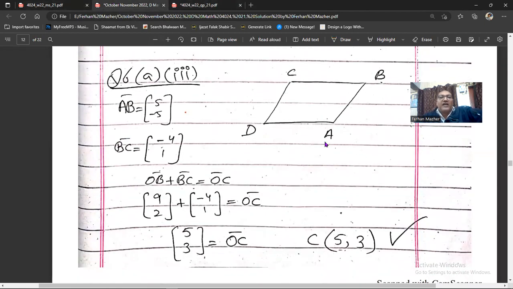So here you see A, B, C, D, and AB is (5, -5), BC is (-4, 1). OB plus BC equals OC. That's the formula for the position vector. So OB is (9, 2) and BC is (-4, 1). That will equal OC. OC is the position vector of C, which represents the coordinates. So 9 minus 4 is 5, 2 plus 1 is 3. So the coordinates of the point C are (5, 3).